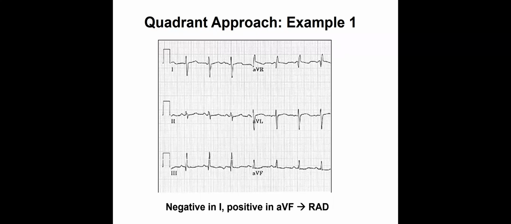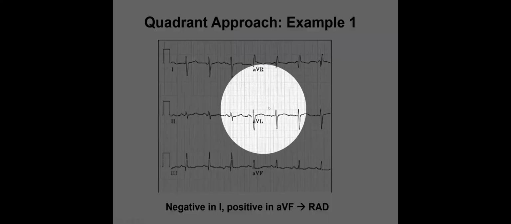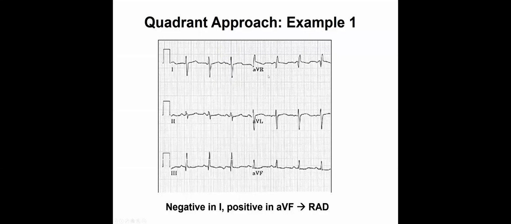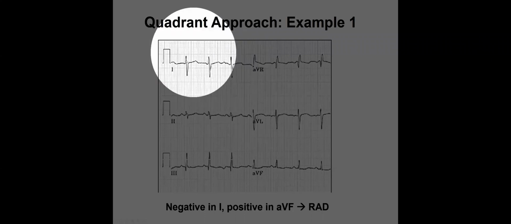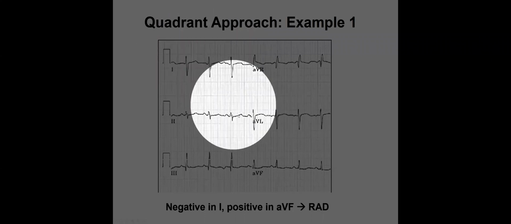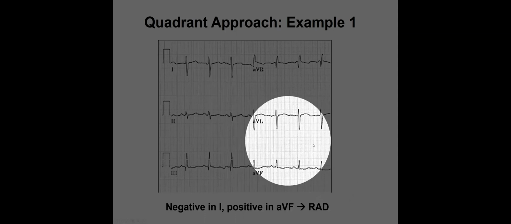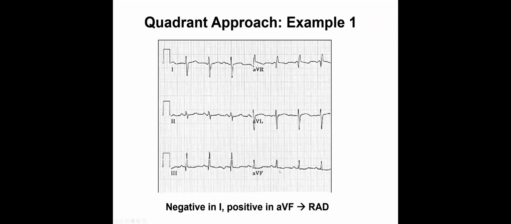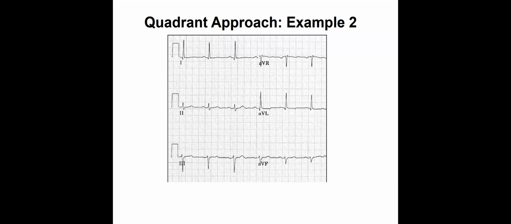But the quadrant approach is not the equiphasic one. Right. Quadrant approach. Yes, this means lead number 1 is negative. AVF is positive. So this is why we have a right deviation. If you say that's a pathological right deviation, that's okay. Right. Okay, good. All right, let's see the next one.